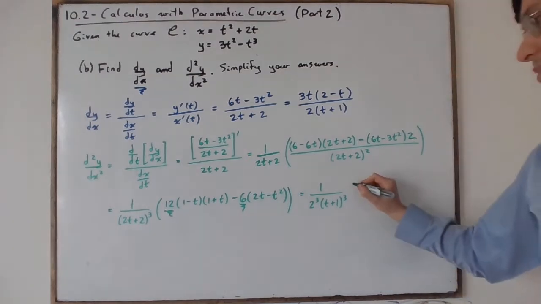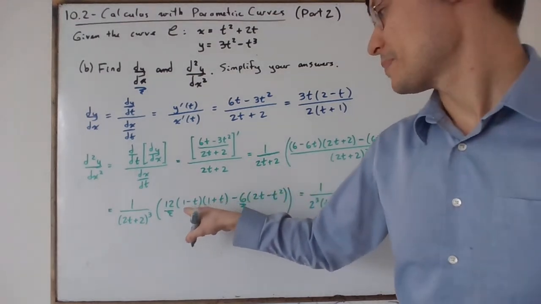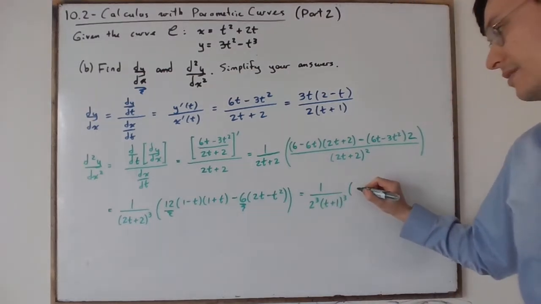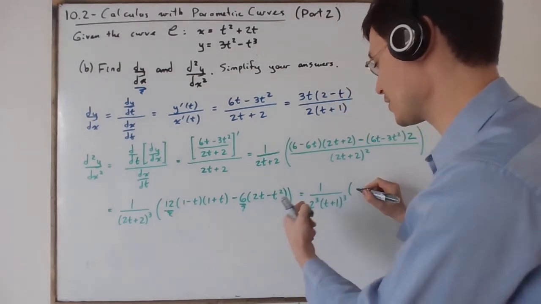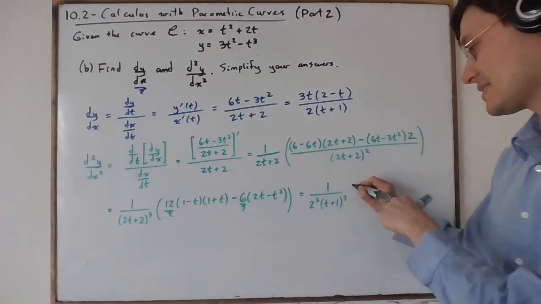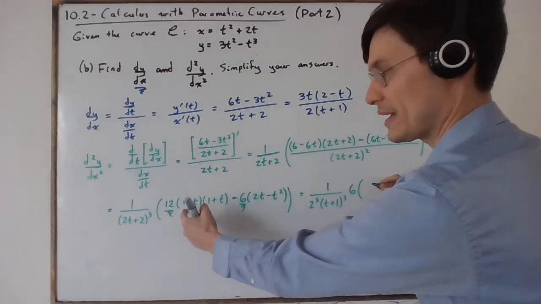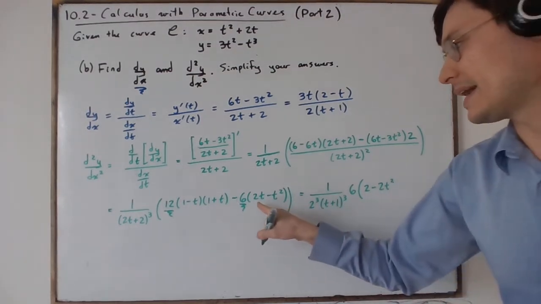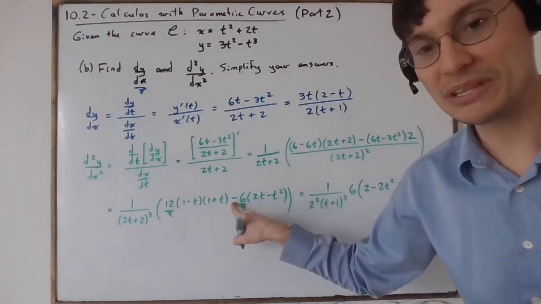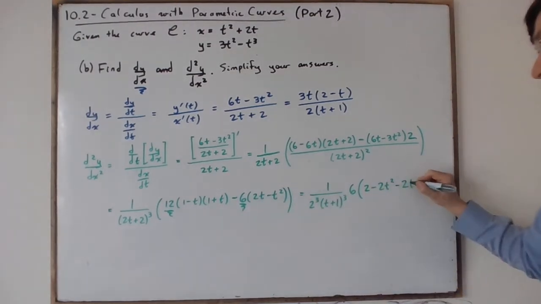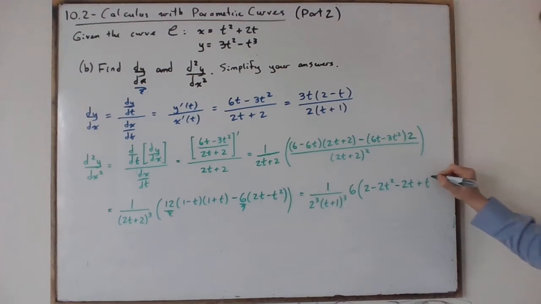Now here, this is going to be 1 minus t squared, but there's a 2 in front because we could only factor out a 6. So let's actually put out the 6 here, and then what we have is 2 minus 2t squared. Here the 6 has been factored out, but we need to distribute the minus. So we're going to have minus 2t plus t squared.